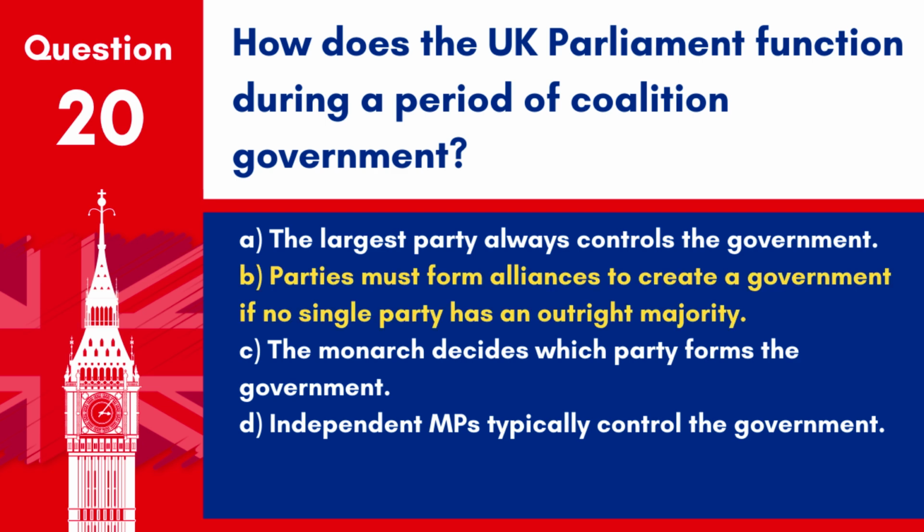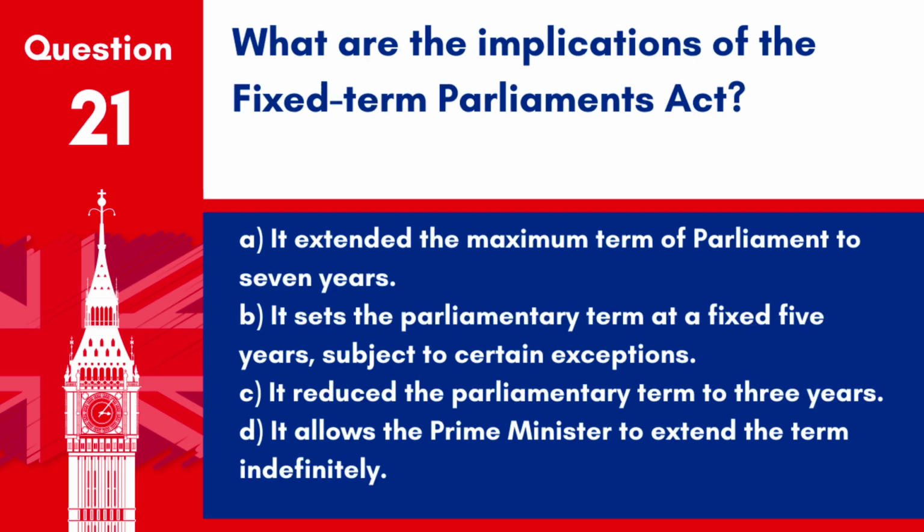Answer B. Parties must form alliances to create a government if no single party has an outright majority. During a period of coalition government, multiple political parties cooperate to form a majority alliance in Parliament, allowing them to govern collectively. Question 21. What are the implications of the Fixed Term Parliaments Act?